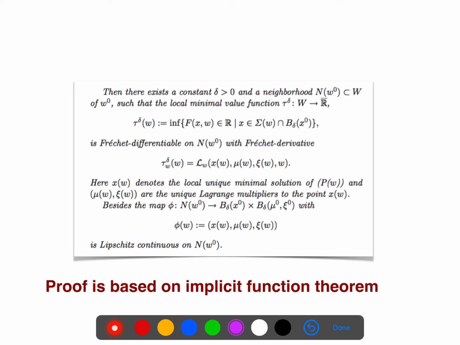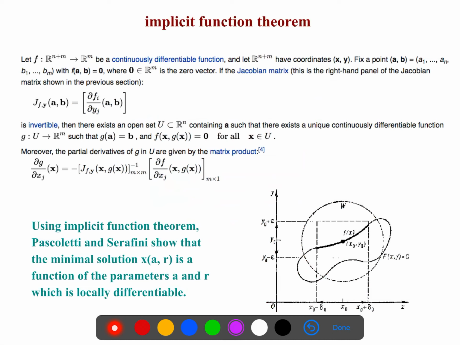And of course, the point of this theorem is that we are trying to approximate the derivative of that value function that I was talking about with the derivative of the Lagrangian with respect to a parameter that we will use. And the proof is based on the implicit function theorem.